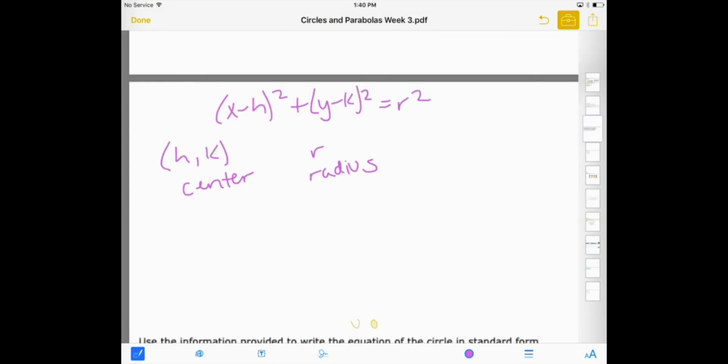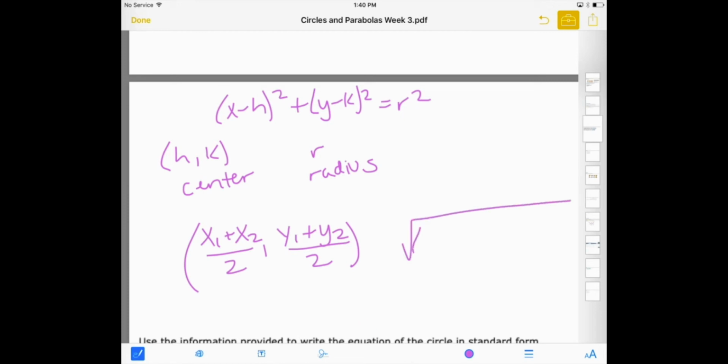(h, k) is the center, and r is going to be the radius. Now the other two formulas that are really important for the circles part: the first is (x1 plus x2 divided by 2, comma, y1 plus y2 divided by 2). That is our midpoint formula, so finding the middle between 2 points. And then our second formula is the distance formula.